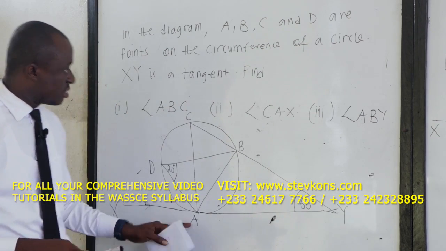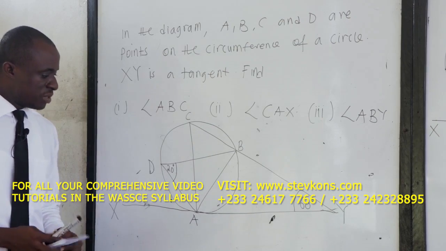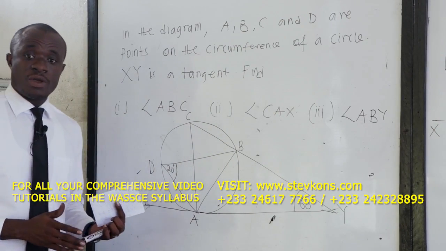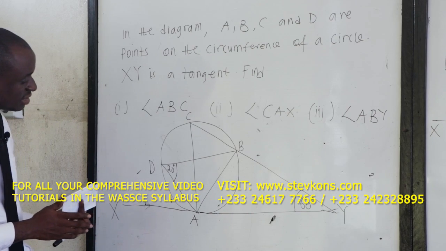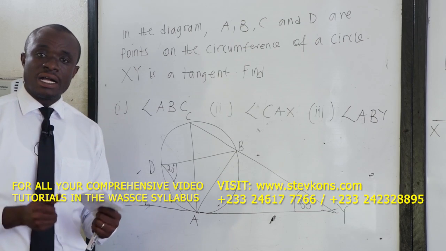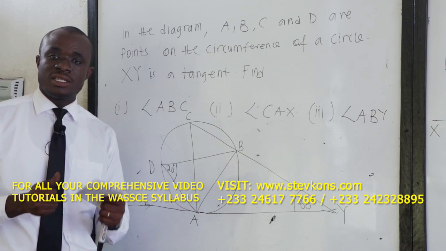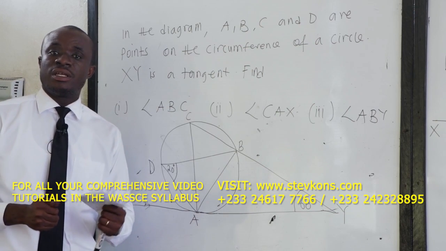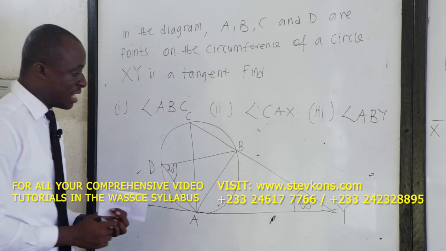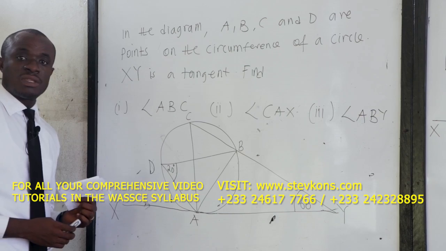XY is a tangent at A. We should find A, B. So we want to find A, B, C. Now clearly, because we have a tangent and a chord, we bring this property in. The angle the chord and the tangent makes is equal to the angle the chord makes in the alternate segment. So clearly we can see this is 20 degrees.